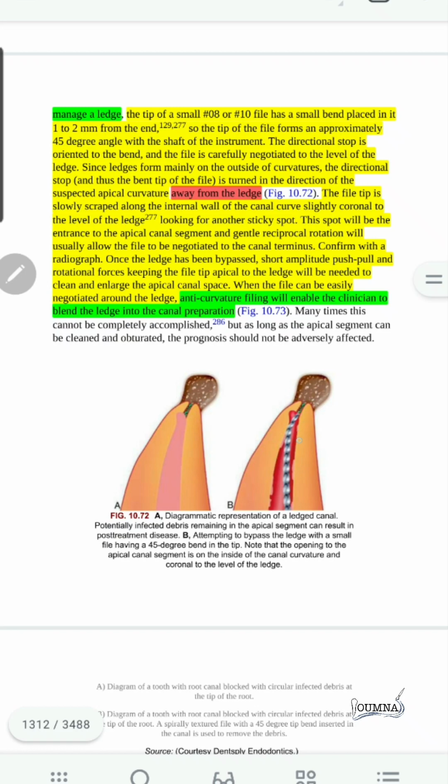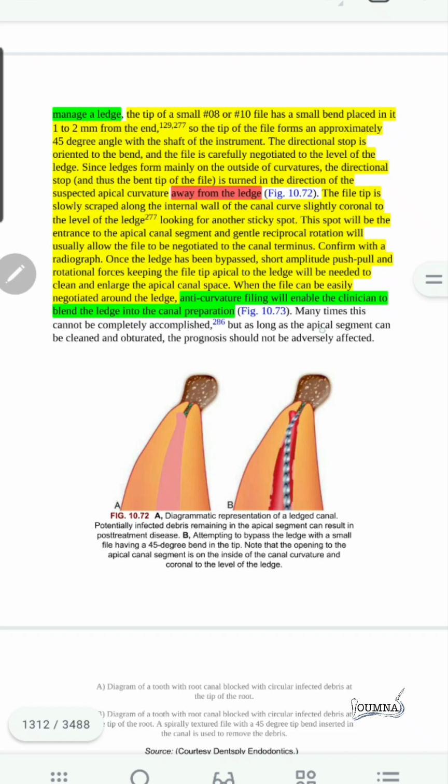Once we get the catch of the file, we must do some preparation before getting it out of the canal. Then we do a radiograph to ensure that we are in the right direction. Once the ledge has been bypassed, we do push-pull forces to keep the file tip apical to the ledge and to clean and enlarge the apical canal space. So we do an anti-curvature filing, which will enable the clinician to blend the ledge into the canal preparation.